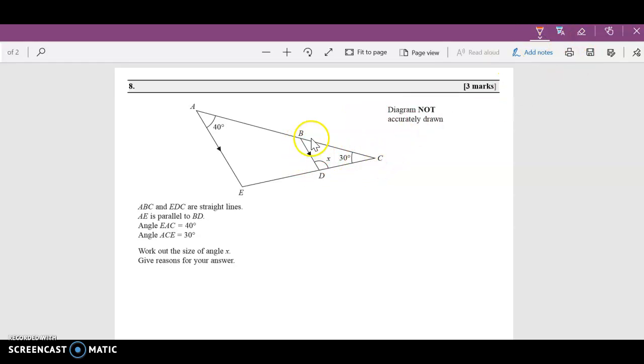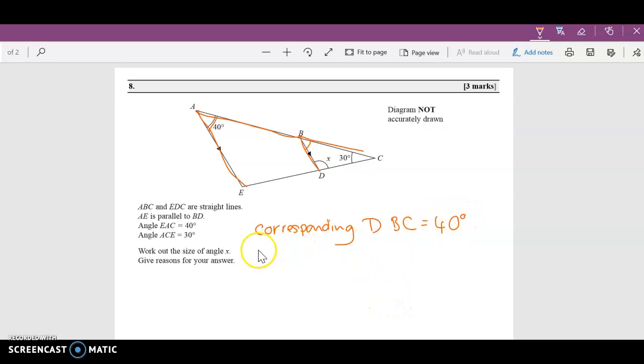If I knew this angle in here, I could then use the angles in a triangle rule. So I've got my parallel line here, and it's connected to the other parallel line here. So here I've got my F again, so this is my corresponding. Using the corresponding rule, I know that the angle DBC is equal to 40 degrees.